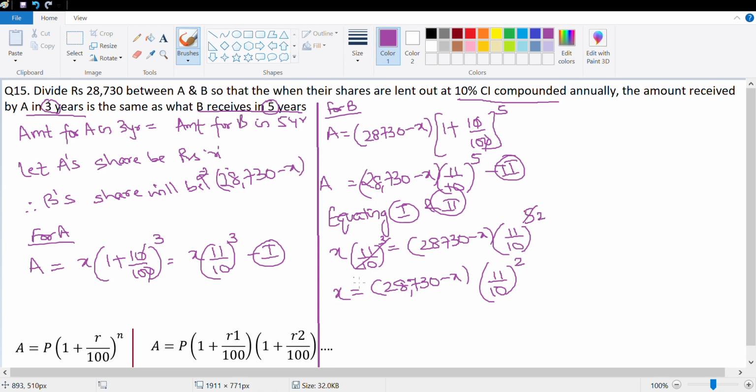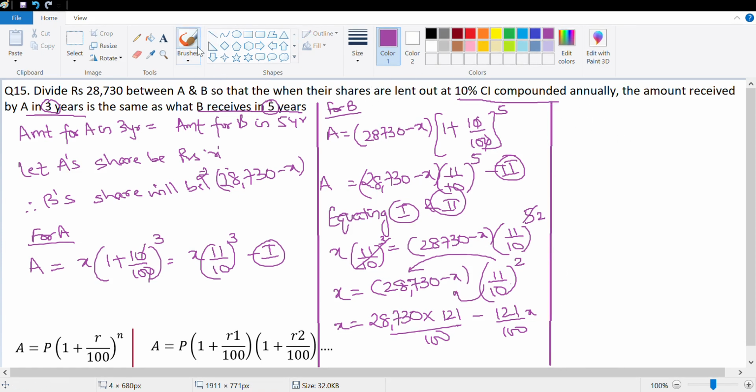Now we'll have to multiply and see what we get. So x is equal to 28,730 multiplied with 11 square, that's 121 upon 100, minus 121 upon 100x. So I'm opening this with that's 121 upon 100. I'm multiplying it with the first term and then multiplying it with the second term.